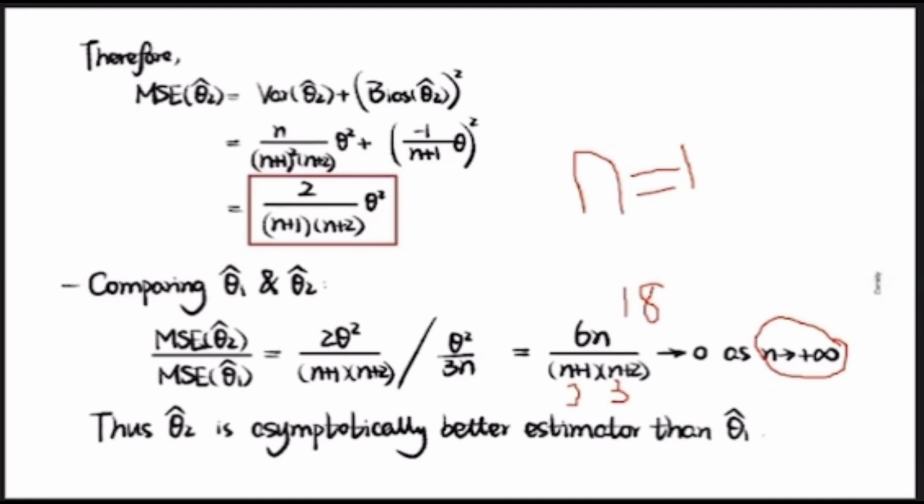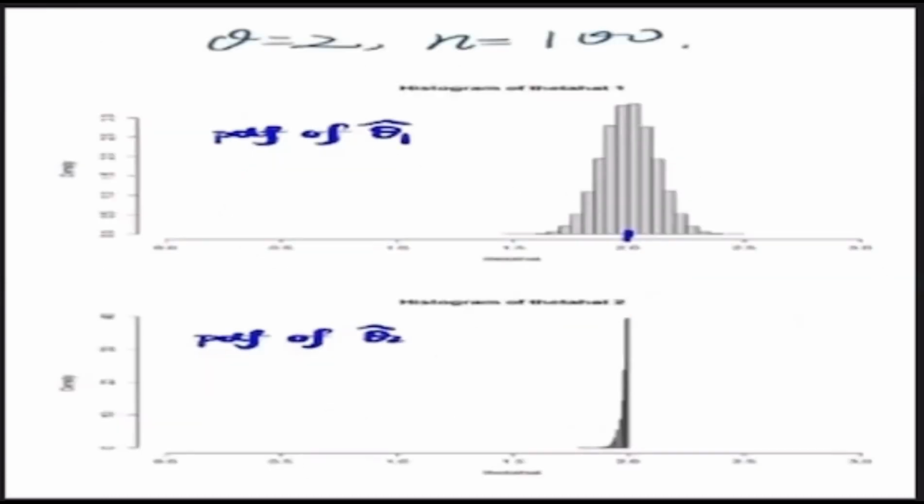Okay, now, this is the histogram. When we perform simulation, when theta equal to 2 and n equal to 100, you can see that one, you can see that one.